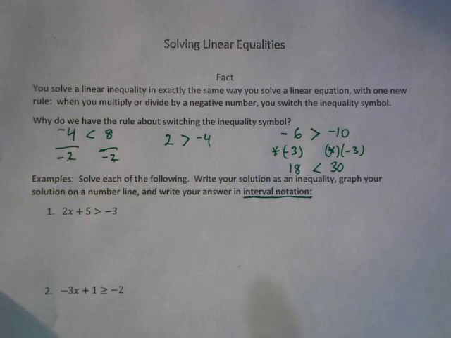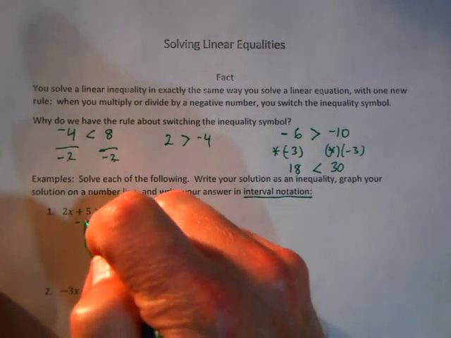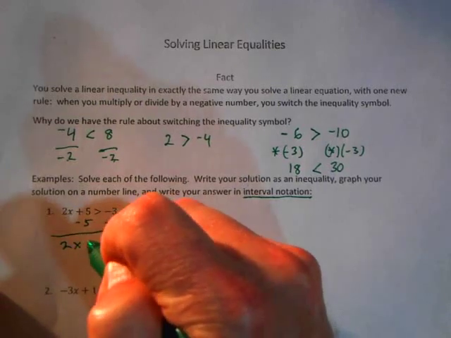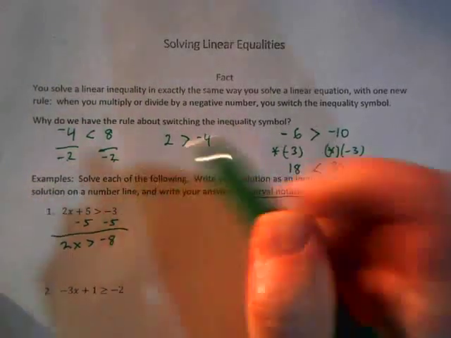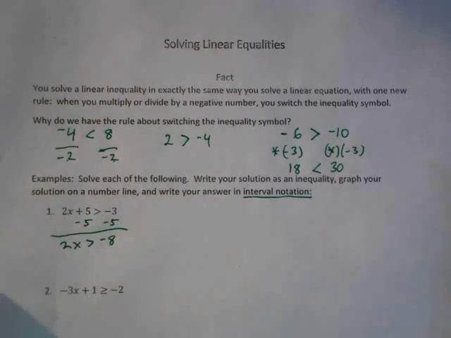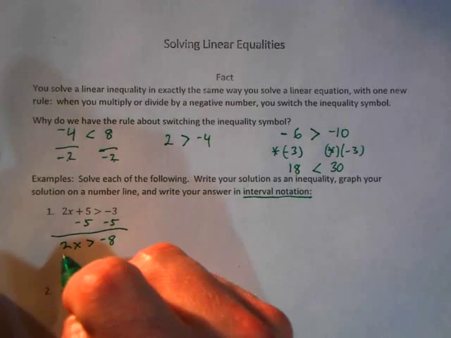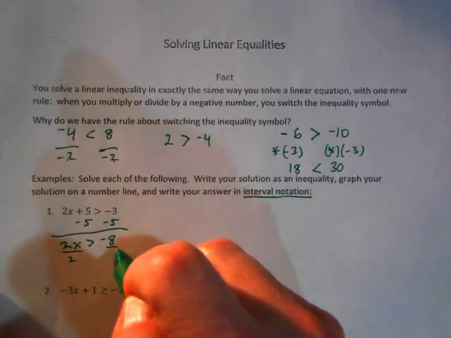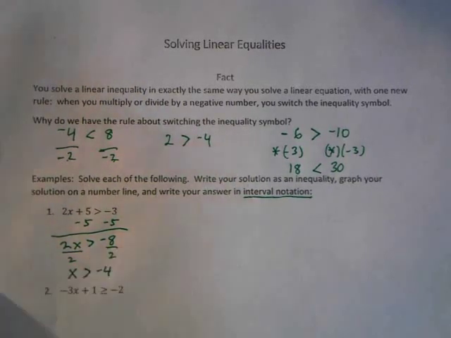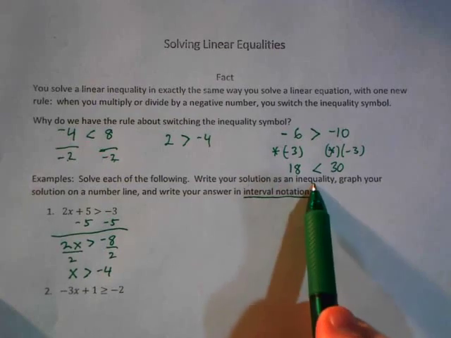All right, so to solve, you do it just like you would an equation. So you subtract the 5 on both sides. 2x greater than -8. Notice I did not flip because I'm not multiplying by a negative. I'm subtracting 5. And then I divide both sides by 2. Again, I don't flip. I'm dividing by a positive number. So I leave it alone. X greater than -4. So that's what we mean by write it as an inequality.